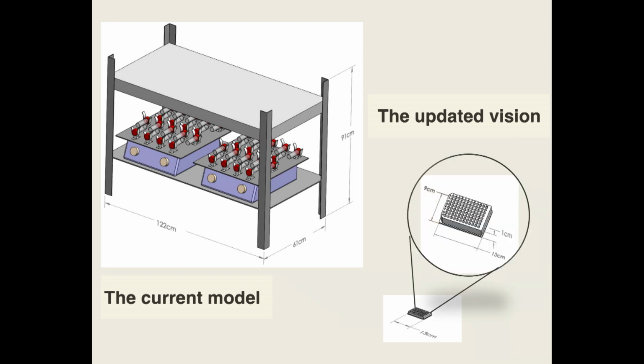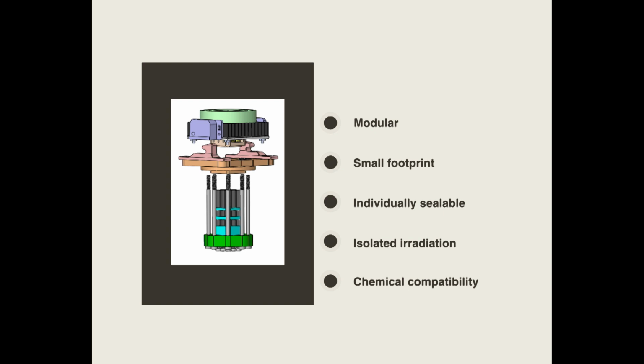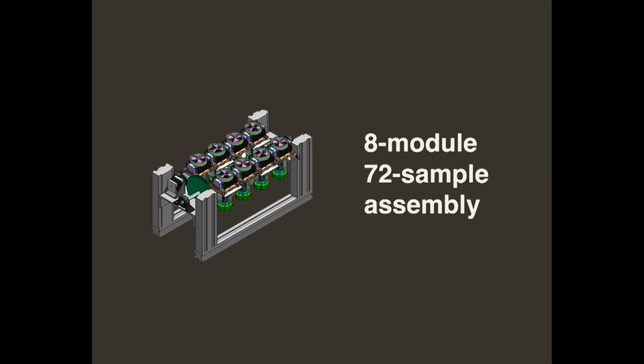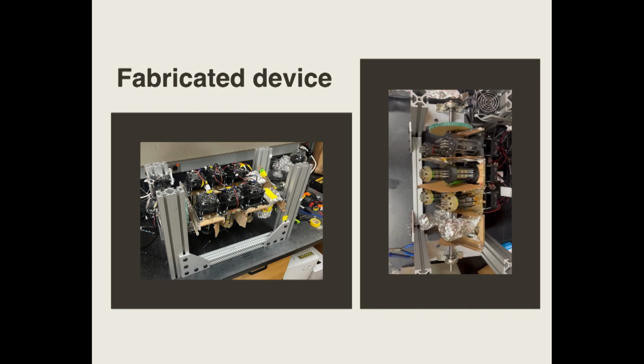If we blow this up, we can see that it's orders of magnitude smaller across multiple dimensions. So getting into the design of our device, starting with our proof of concept, we'll check off some of our design requirements as we go through our final photoreactor module that we then put together in this 72 sample assembly. And so this is the fabricated device, and this is it operating.